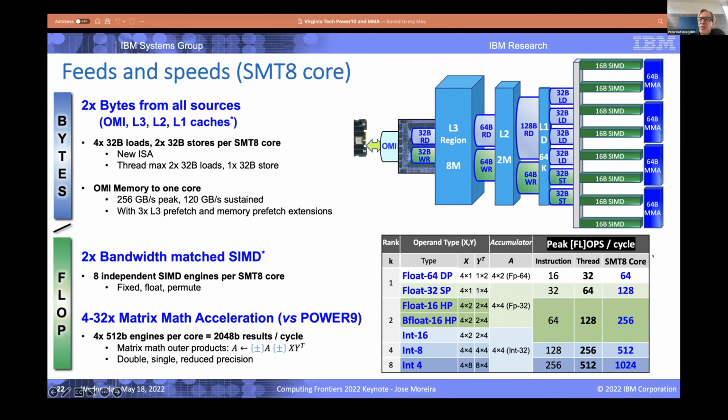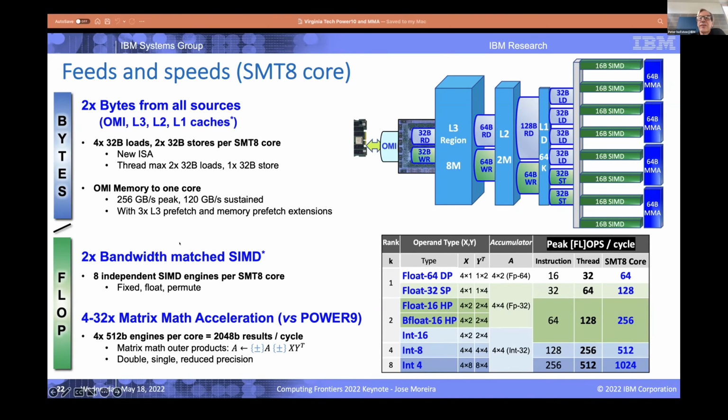Here in this table on the right, what you can see is the peak flops that are achieved for the different precision levels: double precision floating point, single, half, bfloat16. We added bfloat16 support in the architecture, and actually go down all the way to int4 data types.